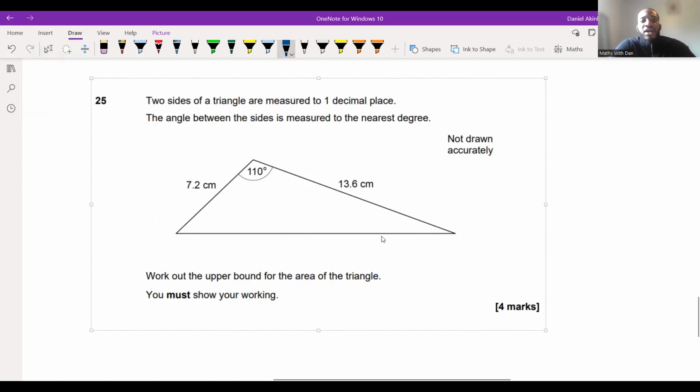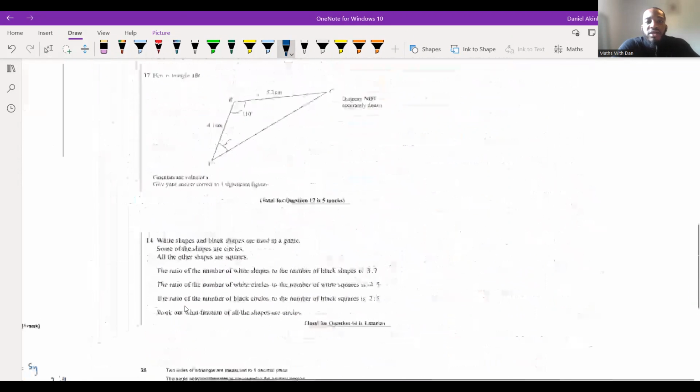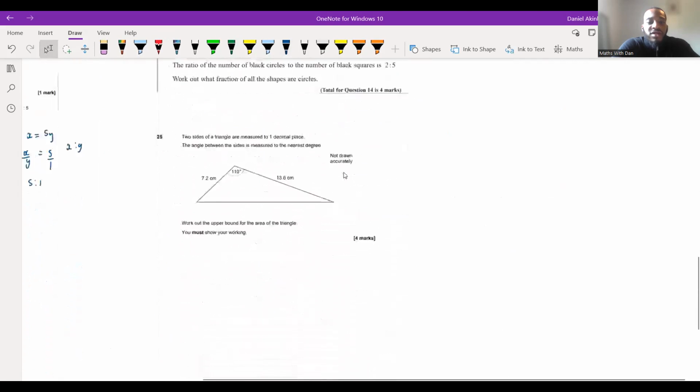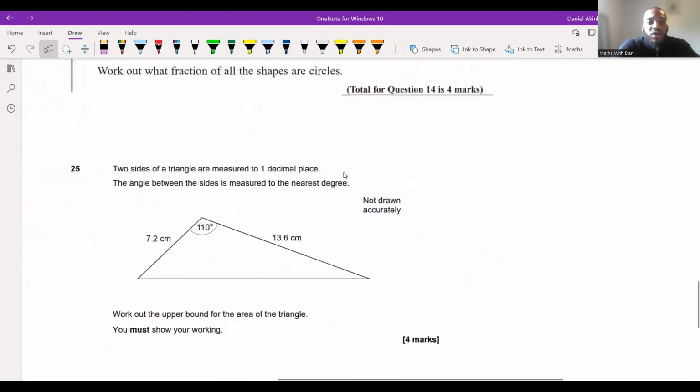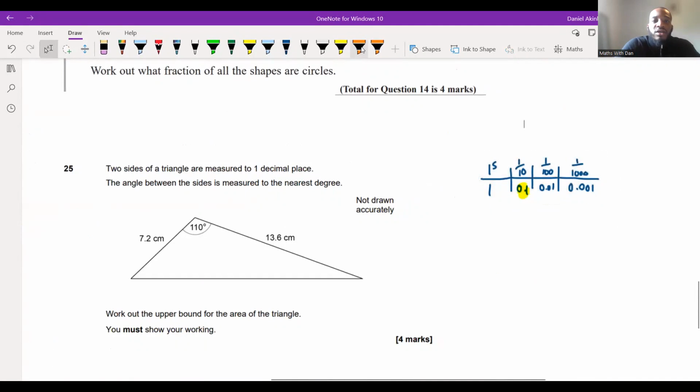So first thing for me is I'm going to figure out the bounds of all of my different distances. As I said before, that table, let me get it up again, might as well just copy it. So we got this here. The distances of the triangle are to 1 dp. So 1 dp is to 0.1, isn't it? Therefore I half 0.1, and this gives me 0.05. So I can work out the upper and lower bound for the two distances.